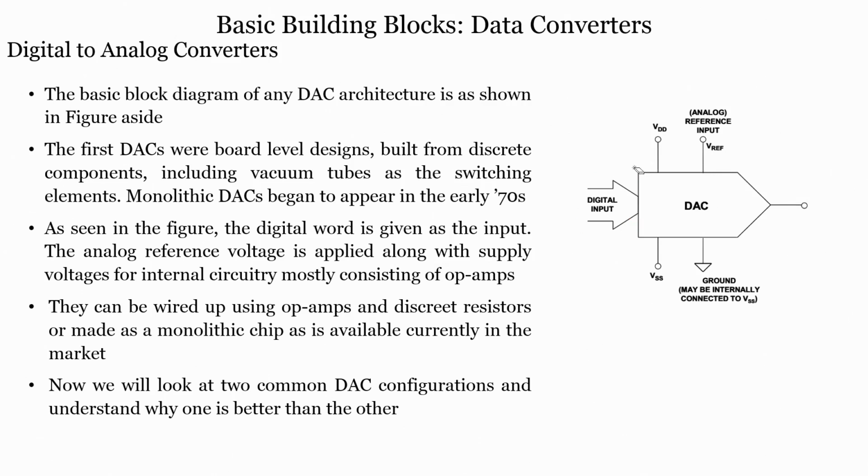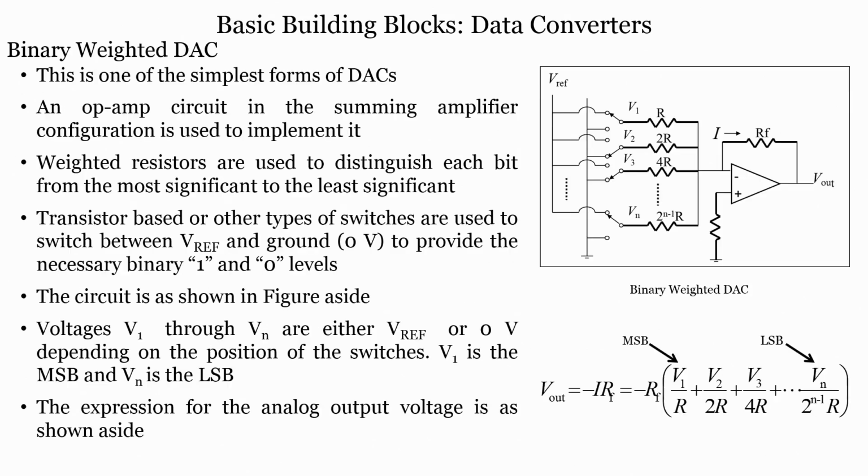Finally, we will look at two common DAC configurations and understand why one is better than the other. There are two types of DACs. The first type that we are discussing right now is the binary weighted DAC. This is one of the simplest forms of digital to analog converter, using an operational amplifier, which you can see right over here, in the summing configuration.